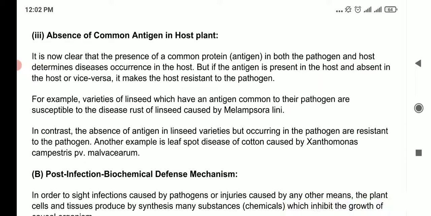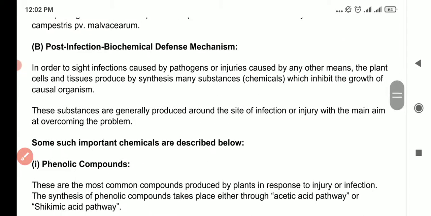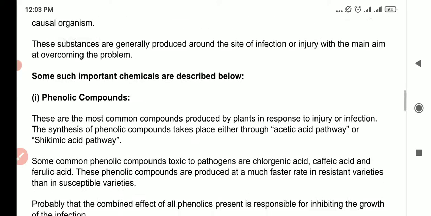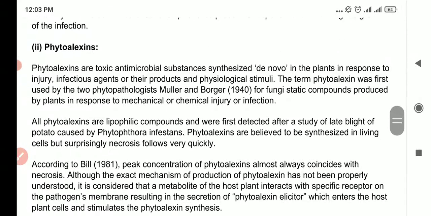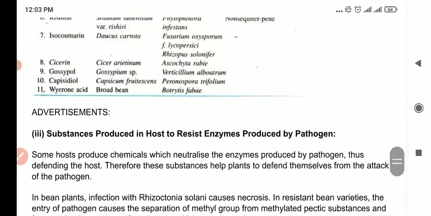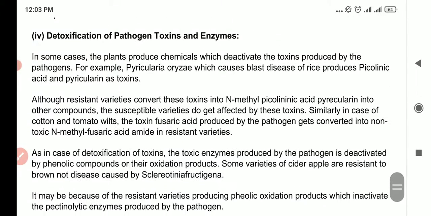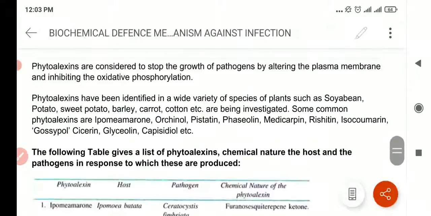Then some will happen after the infection happens. There are some chemicals secreted. These are phenolic compounds, phytoalexins, and other enzymes. So let's look one by one.